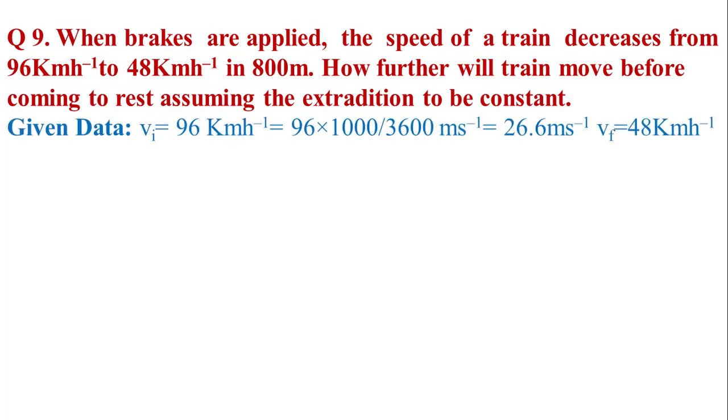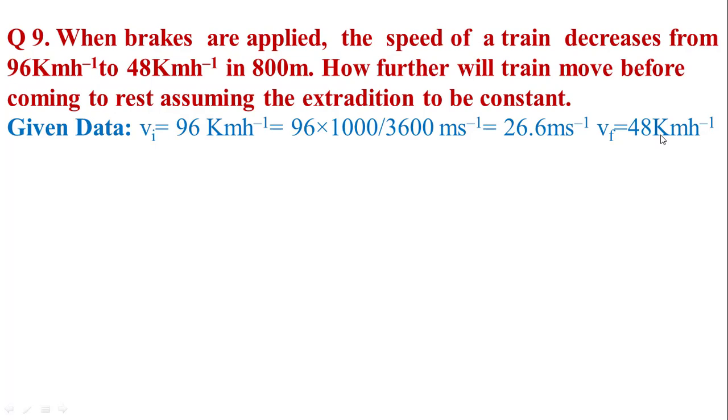Now, write the given data. Vi, the initial velocity, is 96 km per hour. That we convert into meters per second. Kilo is equal to 1000 and per hour is 3600 seconds. Now 96 multiplied by 1000 divided by 3600 meters per second. The final answer for the initial velocity is 26.6 meters per second.